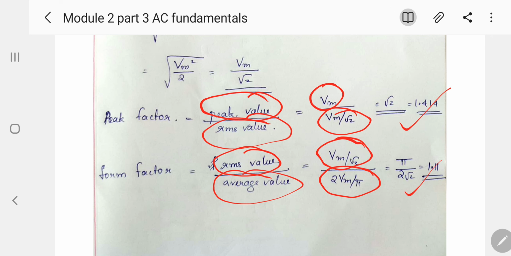Please, before going through this video, you should cover the previous two videos before going into this video. Why? Because there I have given you a detailed explanation of how to find the area under a sine curve, how you have to find the area under a sinusoidal curve.